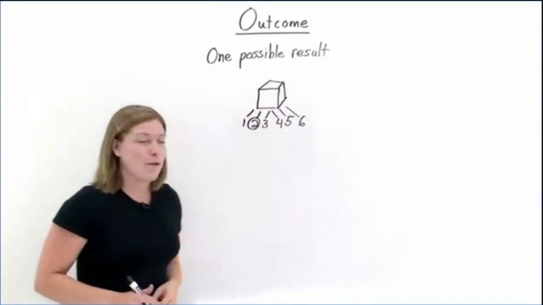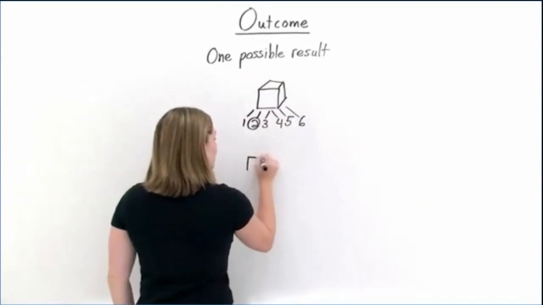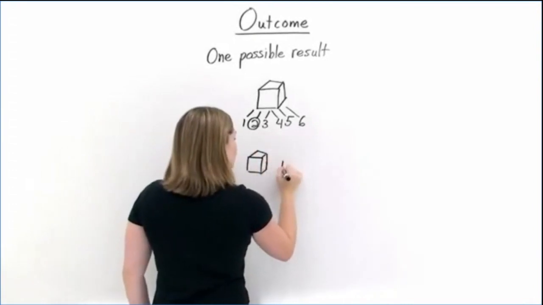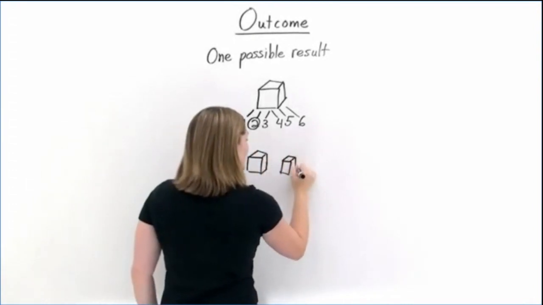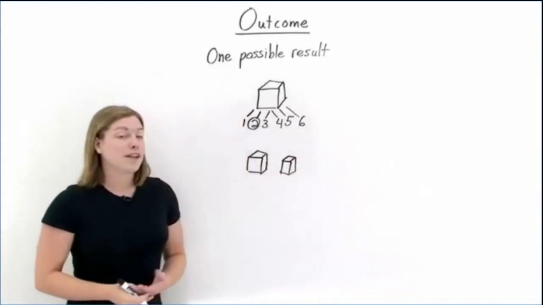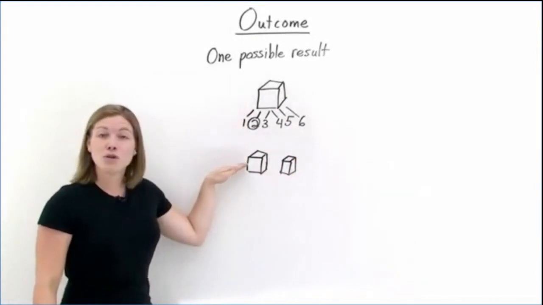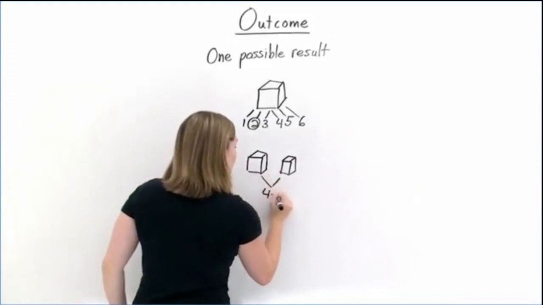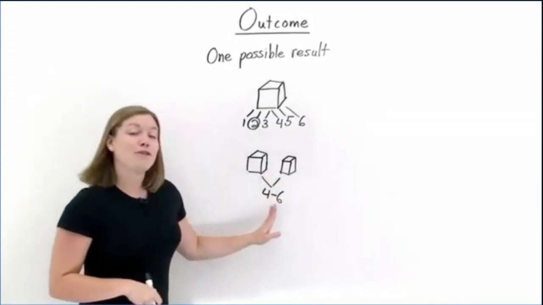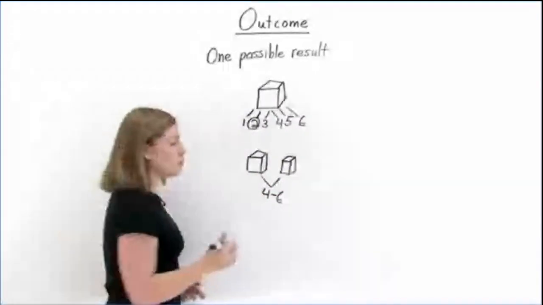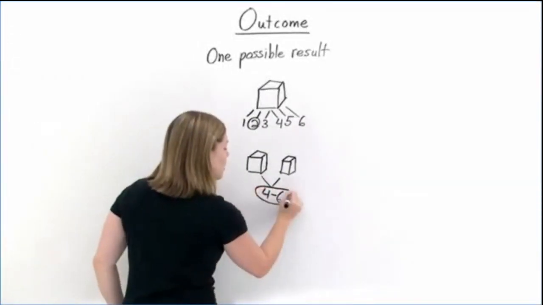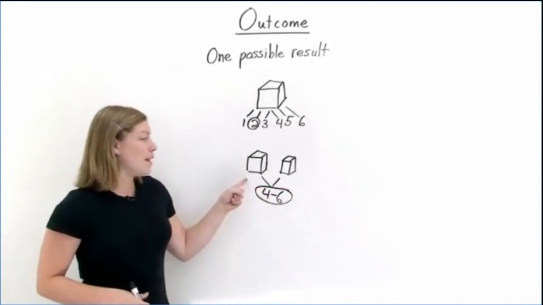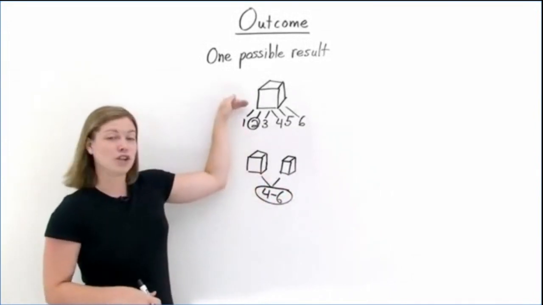So let's take another example. Let's look at something a little more complicated. Instead of rolling one 6-sided die, let's roll 2 6-sided dice. So now, instead of rolling 1, we'll roll 2 dice. Now here, let's say we roll a 4 and a 6. This is a possible result we can have from this experiment. It's a possible outcome.